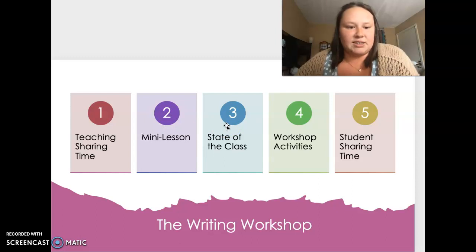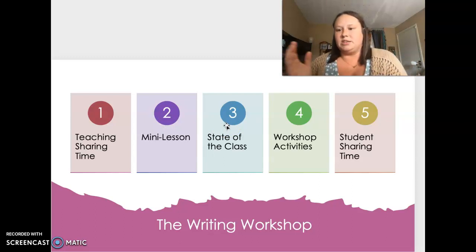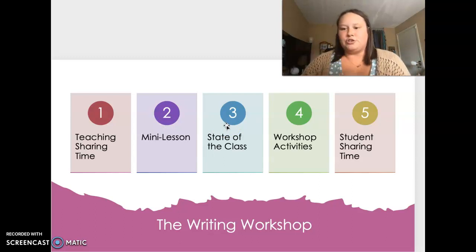The third phase is going to be the state of the class. The teacher is going to write all the students' names on one side of the board, and on the other side, the students are going to write where they are going to be during the workshop activities, such as revising, editing, things of that nature. The majority of the time is going to be taken up with the workshop activities, which is going to be 30 minutes, and they're going to be doing whatever they said they're going to be doing during the state of the class portion.